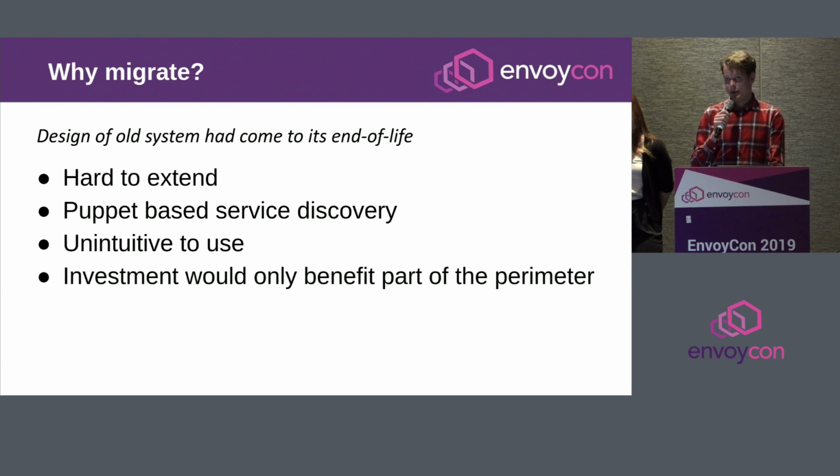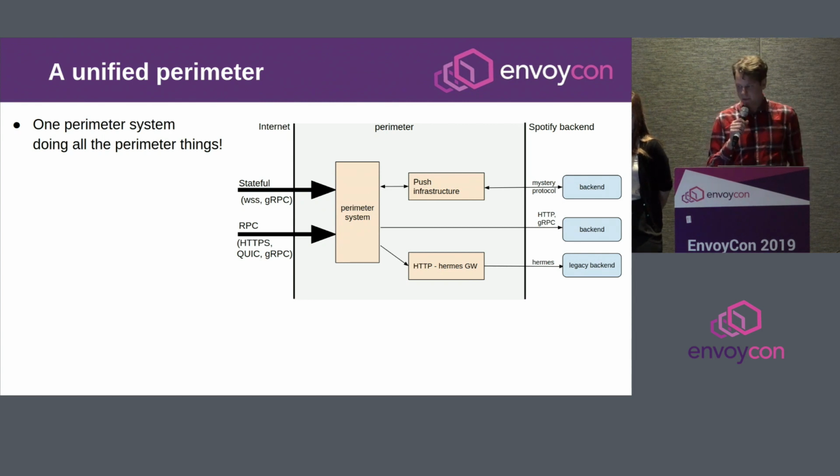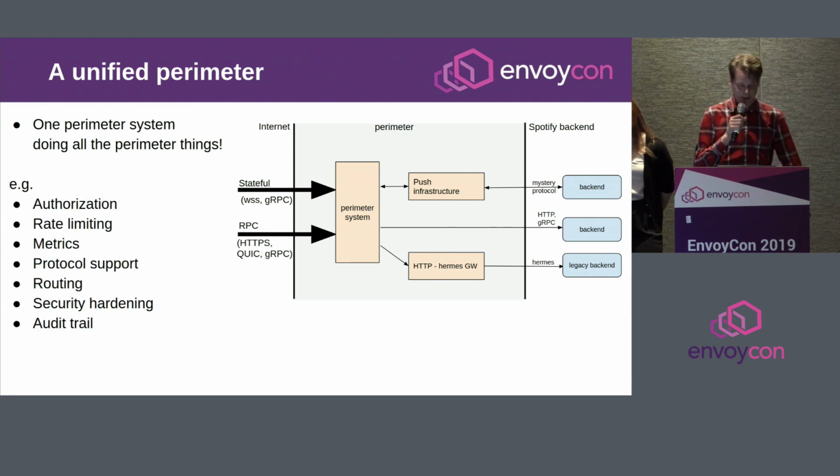And most importantly, maybe that anything we would do with this system would only benefit the actual web traffic, and not the rest of the ingress traffic. So what we want to do instead, we have this vision of the unified perimeter where we want to build one system in front of all these different types of ingress traffic that we have, and have that thing do all the perimeter things. So I put up a nice list here of things that we imagine the perimeter could do.